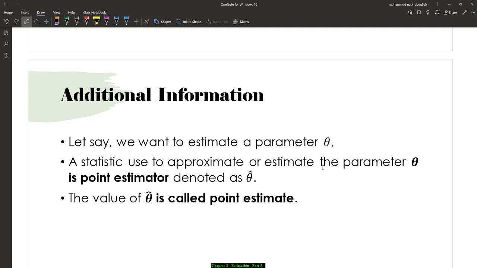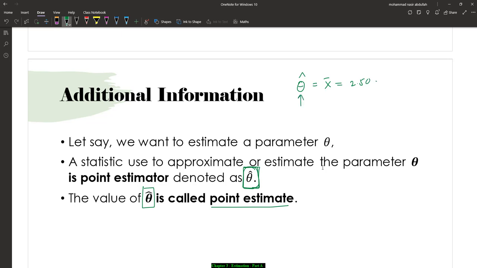So the statistic used to approximate or estimate the parameter theta is called a point estimator, which is mu hat. I repeat this many times, so this is a very important note to remember. And then the value of theta hat we call a point estimate. Right? Let me repeat once more: theta hat is equal to x bar, which is equal to 2.50.